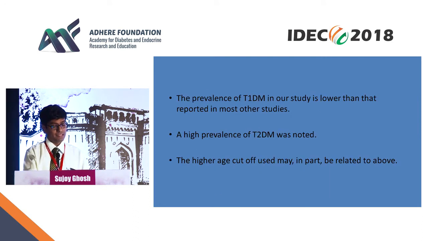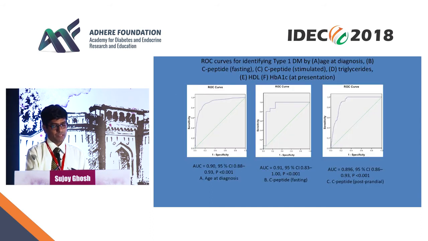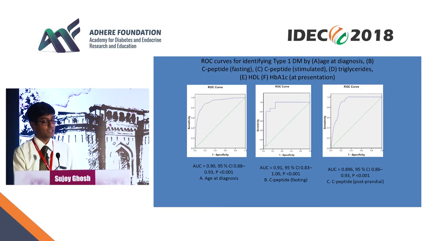So the prevalence of type 1 in our study is lower and the prevalence of type 2 is higher, and we used a higher age cutoff of 29 years, because some of them could not give us a very good history, particularly the type 2s, as to when they had developed diabetes. So we looked at some of the data, we did a ROC curve, and this is what we thought might be useful for clinicians in the diagnosis of type 1. If someone is below the age of 16, has low C-peptide, both stimulated and baseline, and the liver enzymes and lipids are normal, you're probably dealing with type 1 diabetes. So I'll skip all of that.